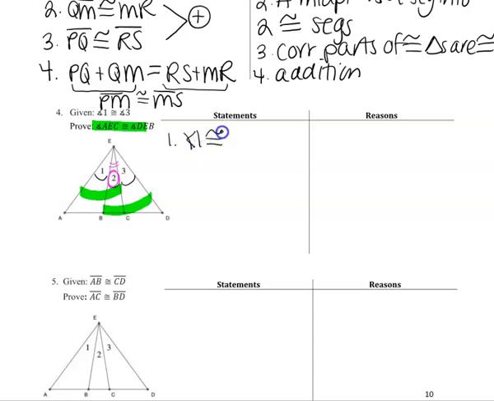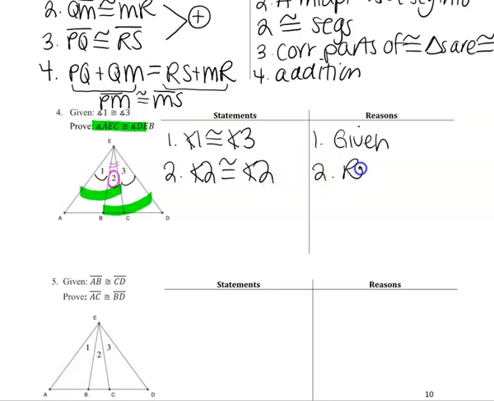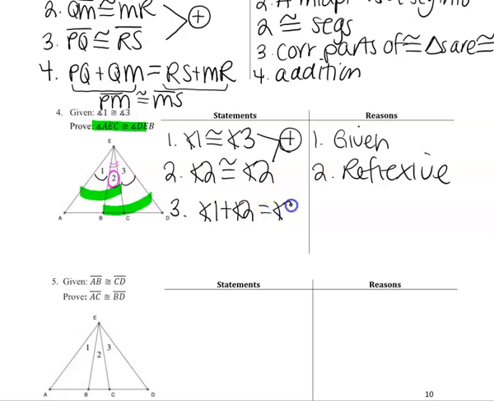So angle 1 is congruent to angle 3. Given. Angle 2, congruent to angle 2. Okay, now that I have the two things equal stated that I need to add, I'm going to add them together. So I have angle 1 plus angle 2 equals angle 3 plus angle 2.